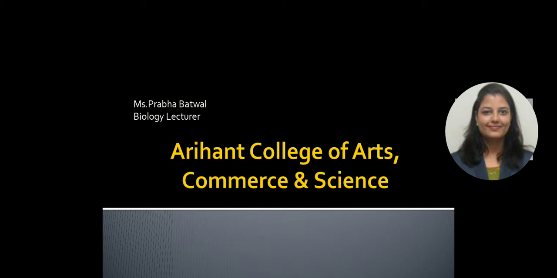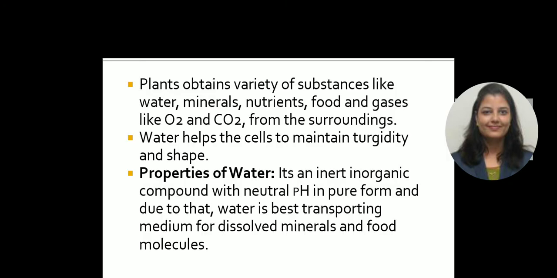Here I am back with my new video of chapter number 6, Plant Water Relation. So plants obtain a variety of substances like water, minerals, nutrients, food, and gases like oxygen and CO2 from the surroundings. The water helps the cell to maintain its turgidity and shape. So let's have a look at the properties of water.